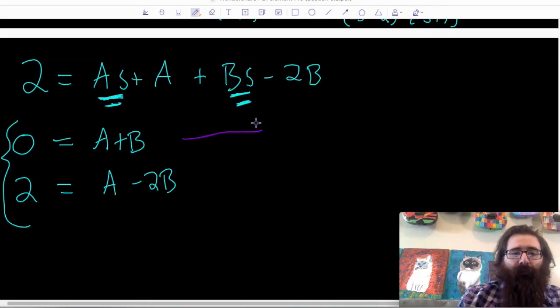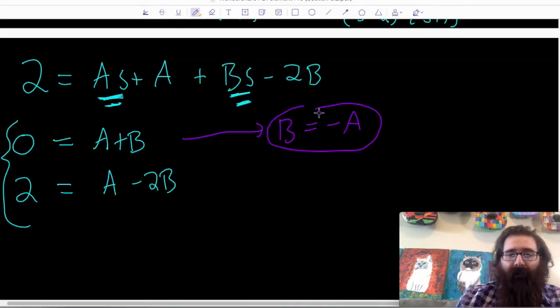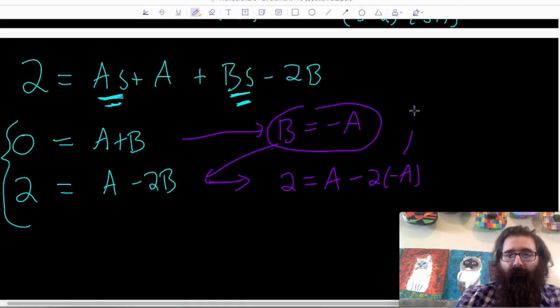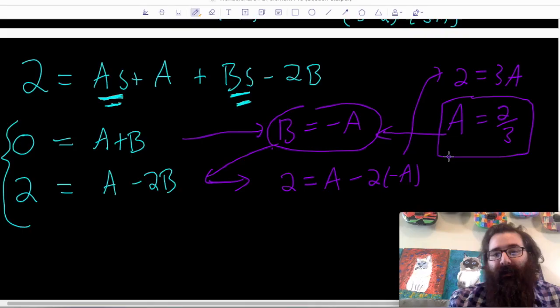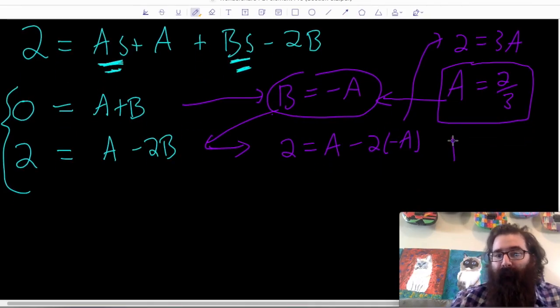So if 0 is equal to a plus b, that means b is equal to negative a. And if I plug that into the second equation, we get 2 is equal to a minus 2 times negative a. Or this is really 2 equals a plus 2a, which is 3a. So then a is equal to 2/3. And of course, b is negative a, so b is negative 2/3.